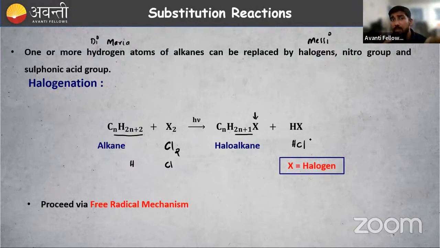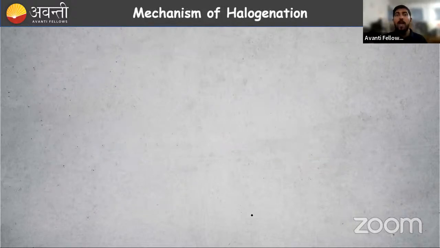Then what is the mechanism involved in this reaction? The substitution reaction proceeds through a free radical mechanism, so the intermediate formed is a free radical. We have studied free radicals, R free radical, and CH3, the methyl free radical. So let us study the mechanism of halogenation.